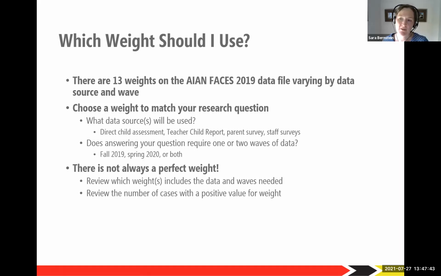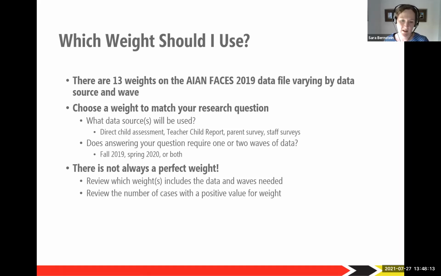So first and foremost, the weight you choose should support the analysis that's required to answer your research question. For example, what are the behaviors or characteristics of interest? What data are you using? What sample and what are the source instruments you're looking at? And does the analysis focus on a single point in time, or does it look at change from fall to spring? Answering those questions should help you decide which of the 13 weights is best for your purposes.